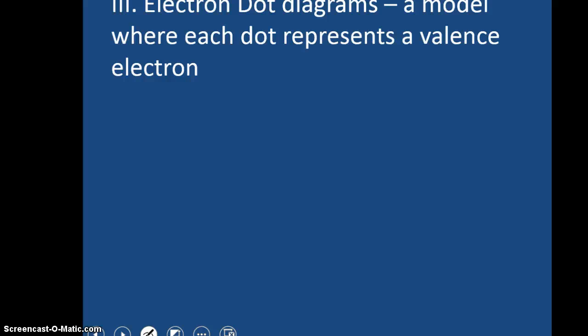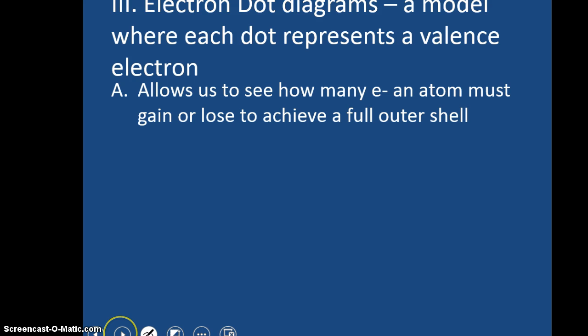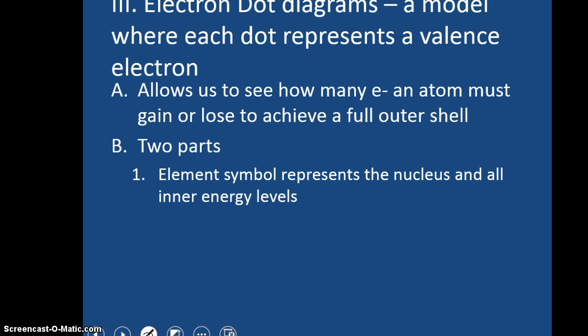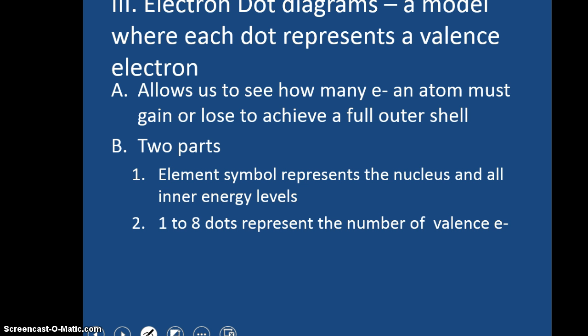Electron dot diagrams. Electron dot diagrams is a model where each dot represents a valence electron. It allows us to see how many electrons an atom must gain or lose to achieve a full outer shell. There are 2 parts. The element symbol represents the nucleus and all inner energy levels, and 1 to 8 dots represents the number of valence electrons.